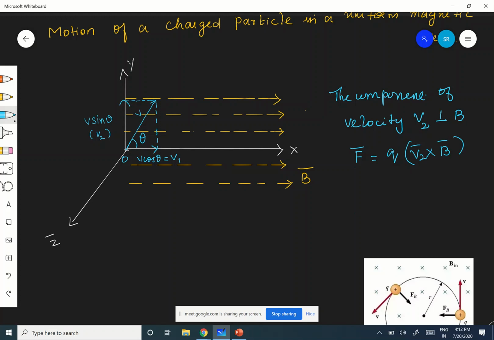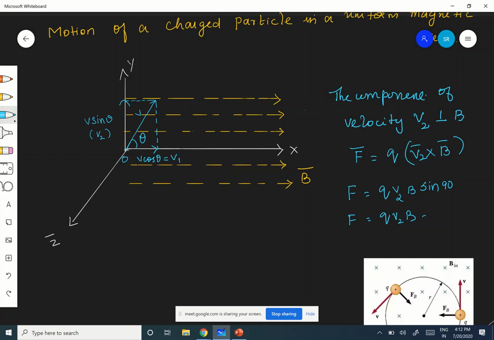So, F is equal to Q into V2 cross B. Therefore, what will be the magnitude of F? What will be the direction of F? You tell me. Direction of F will be by applying which rule? F is equal to Q, V2, B, sine 90. Correct? Why? Because V2 and B are perpendicular to each other. Therefore, F is equal to Q V2 B.